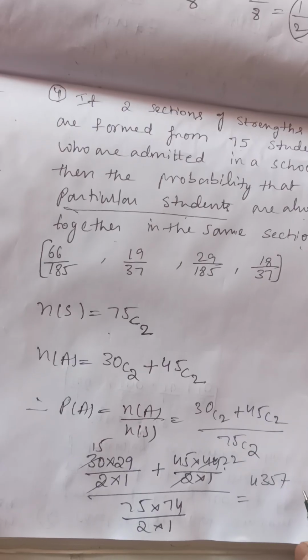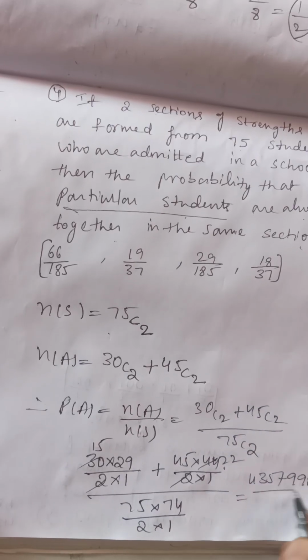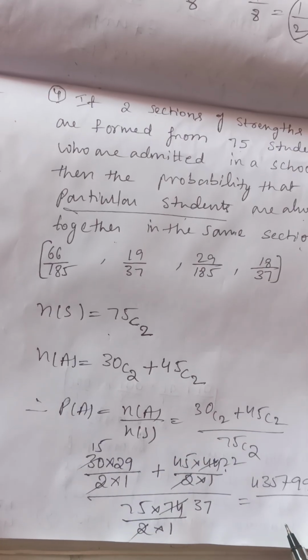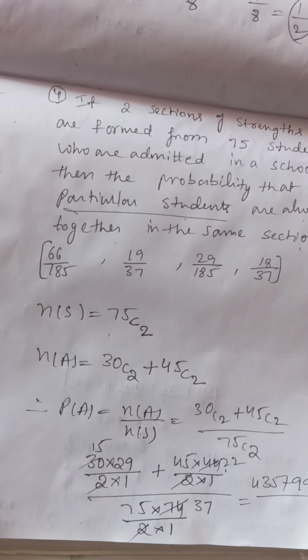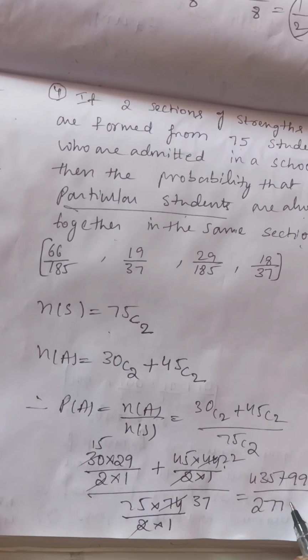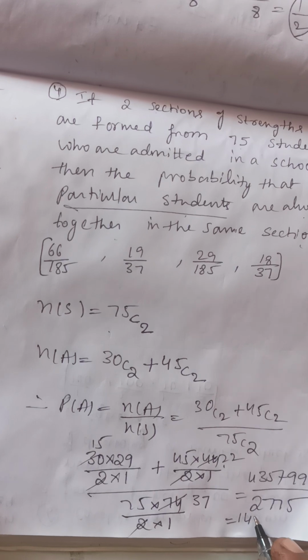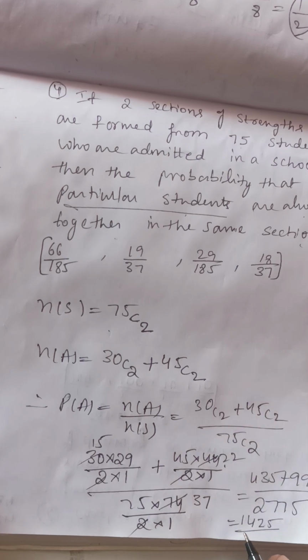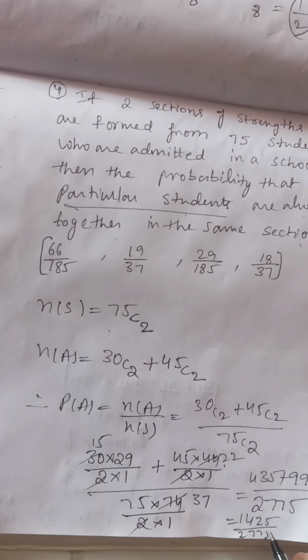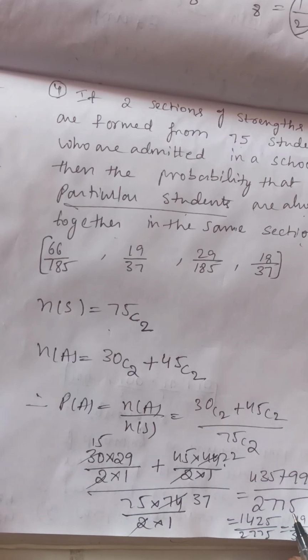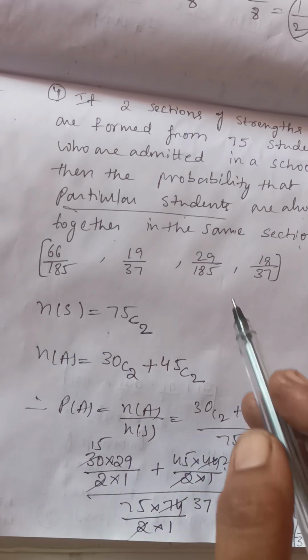So that is 435, plus here also you can cancel with 44, so 45 into 22, 990, and the denominator 75 into 37, 2775. So 1425 by 2775. So the answer is 19 by 37.